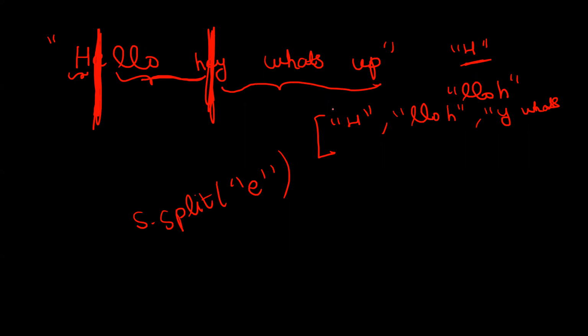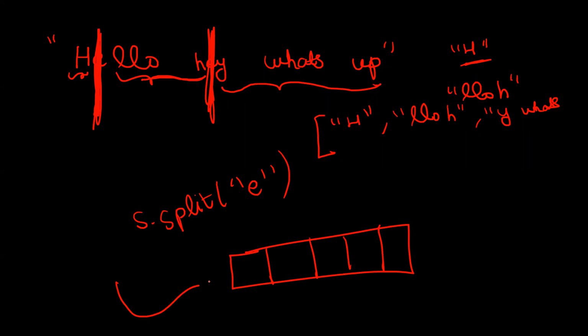Okay. And so what is happening? An array object will be created and you will get an array of strings and I will make ret point to this particular array. Okay. So your first space will have H, second will have LLO space H, the third will have, let's say, Y space whatever. Okay. Cool.